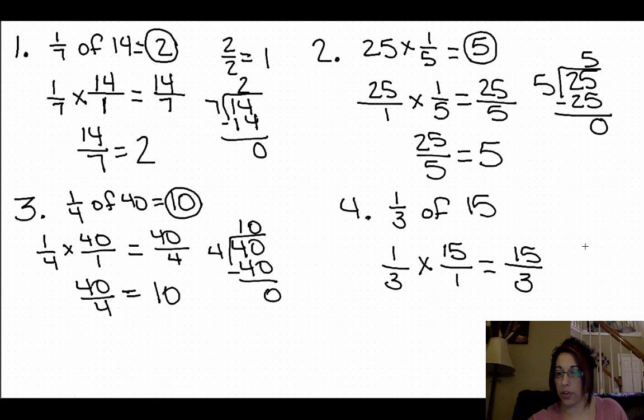Is it improper? Yes, it is. 15 divided by 3. 3 will go into 15 5 times. 5 times 3 is 15. So our answer is 5.